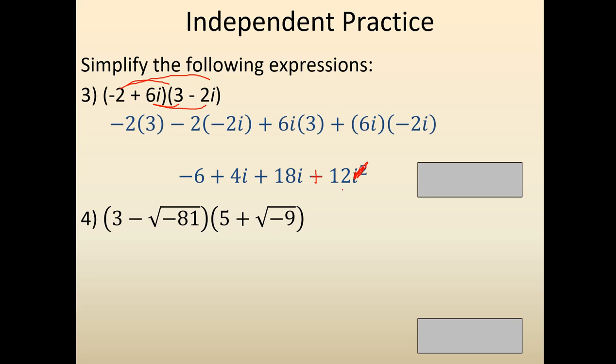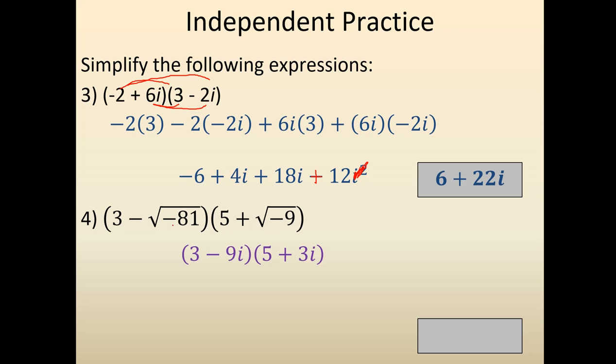So minus 6 plus 12 is 6. 4i plus 18i is 22i. And that's your final answer. Here, our first step is actually to rewrite and simplify. Again, that's always going to be your first step.